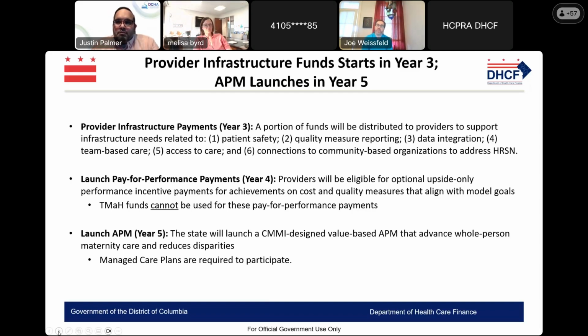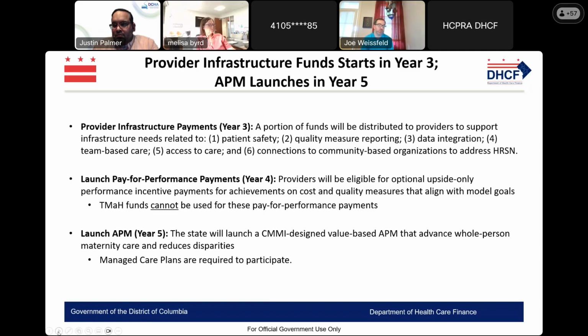I will flag the information that we do have from CMS is that the infrastructure payments will largely be tied to some level of an attribution model based on when individuals initiate prenatal care. And so that gives a little bit of a sense on how CMS is looking at this as infrastructure to support those that are delivering care during the prenatal period.